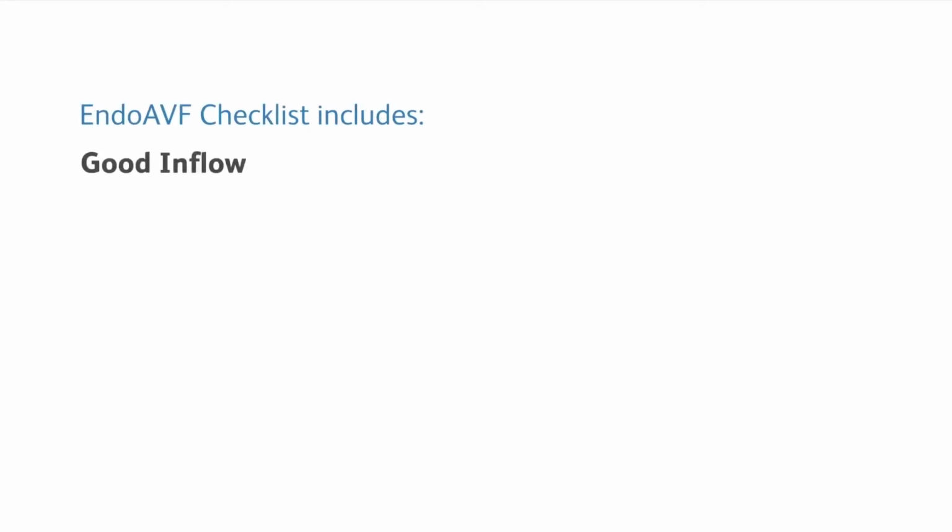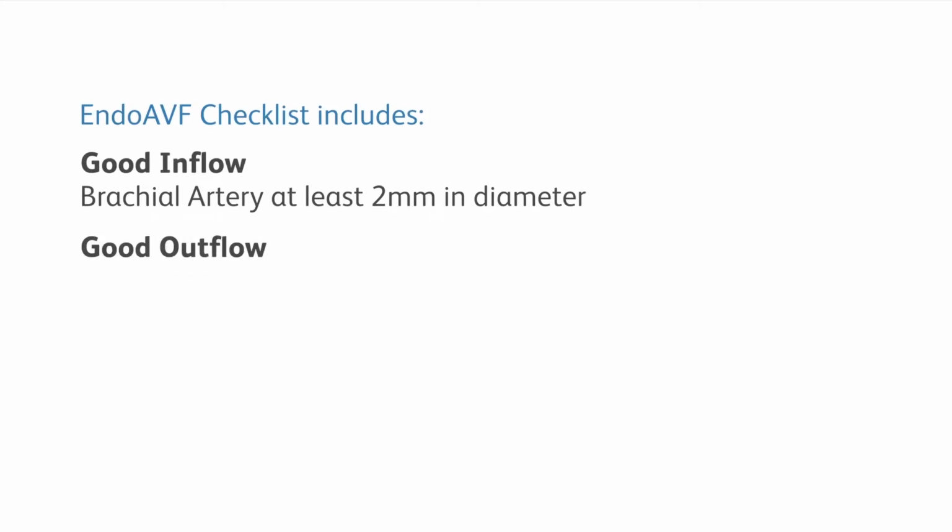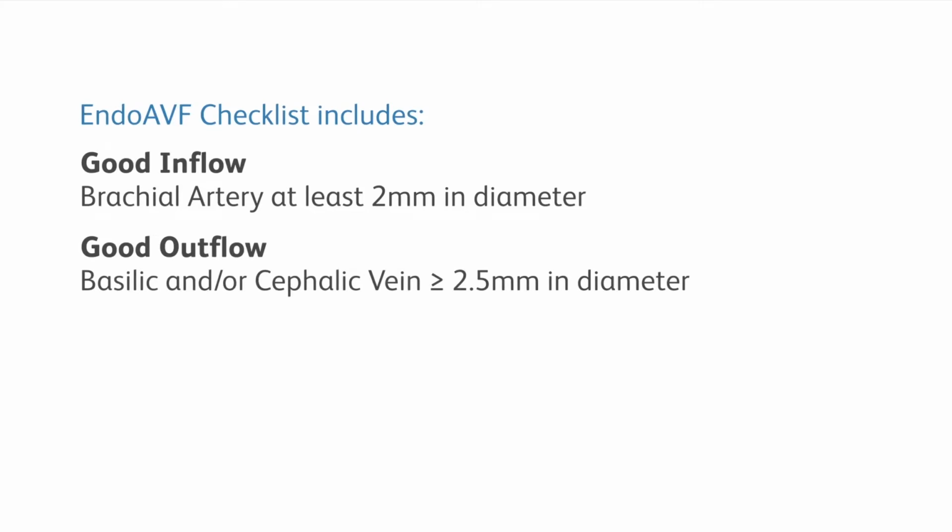Who is a candidate for the WavelinQ EndoAVF? Patients considered healthy enough to have a standard endovascular procedure and a surgical AV fistula qualify for further assessment. Standard AVF screening includes checking for good inflow with the brachial artery being at least 2 millimeters in diameter and identifying good outflow with either the basilic superficial or superficial cephalic vein measuring 2.5 millimeters in diameter or greater and without a flow-limiting central venous stenosis.